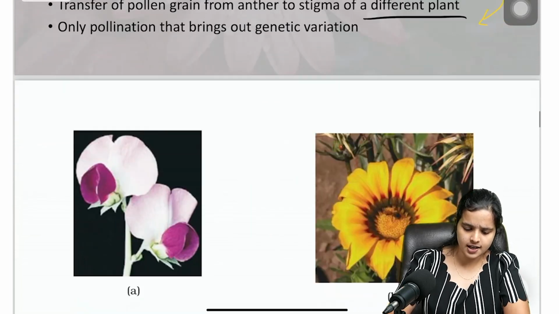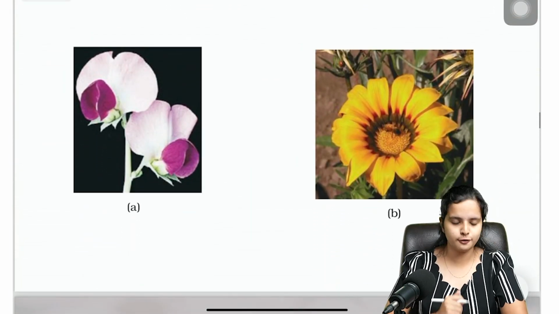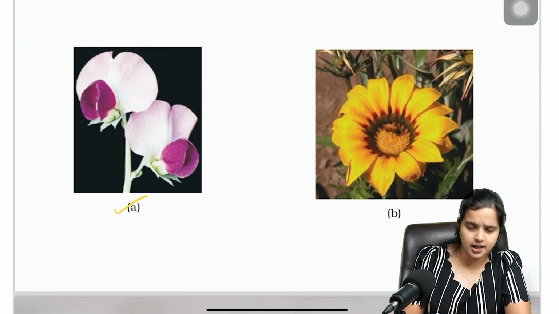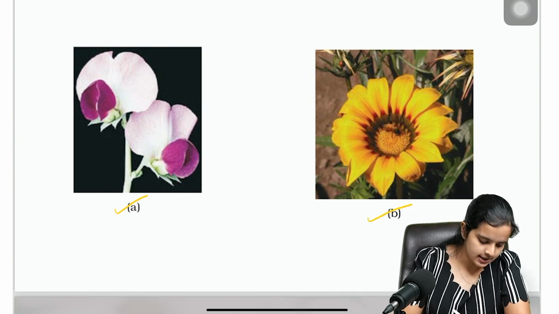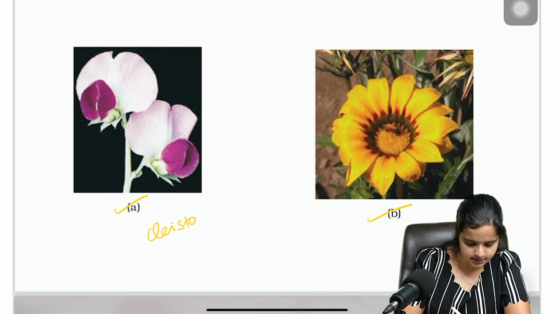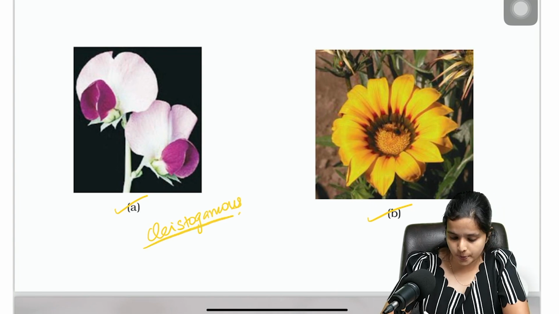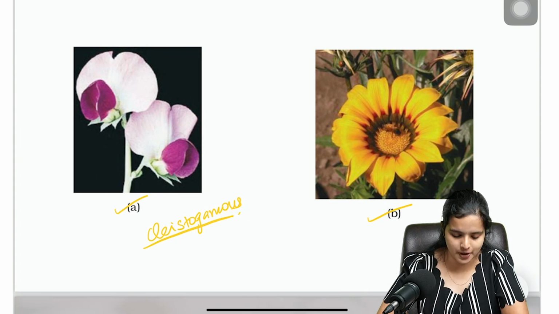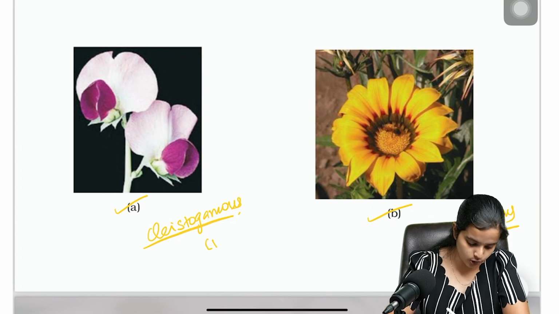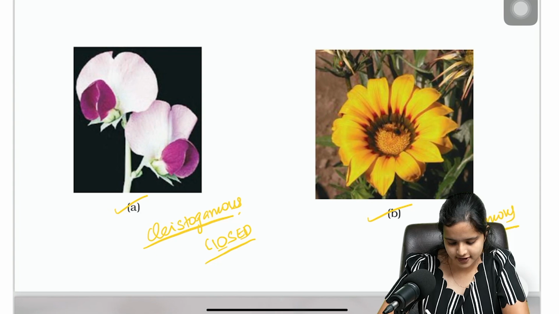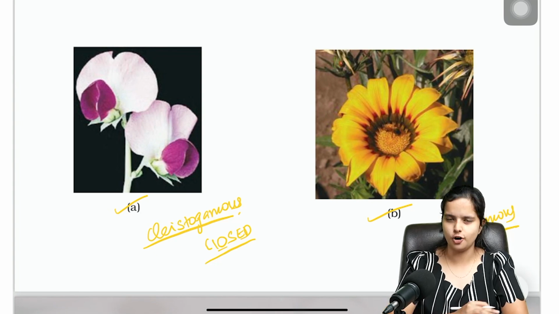Okay, so here you have two figures. This is nothing but a closed or a cleistogamous flower and a chasmogamous flower. Okay, this is a closed flower and this is known as cleistogamous flower, if you recall, and this is an open flower. Of course it's open, right? It's a sunflower, it's open, and it's known as a chasmogamous flower. It's nothing but closed and open flower. Okay, there's two figures for your reference.